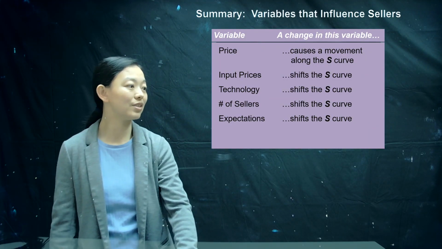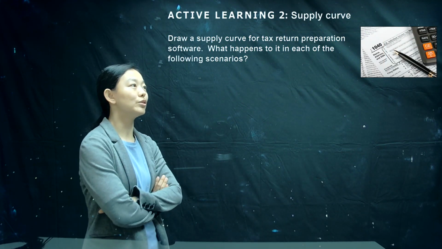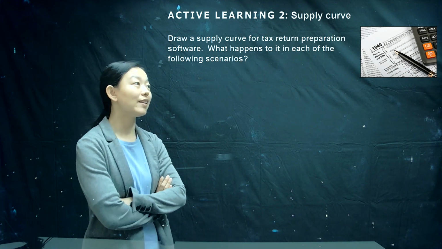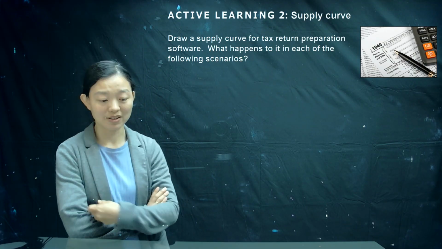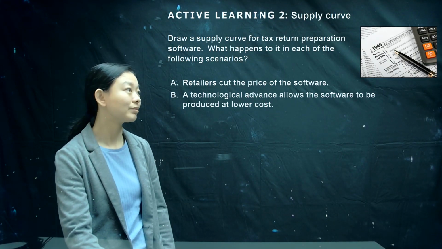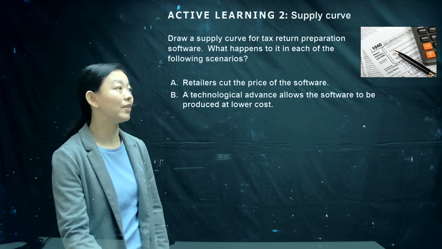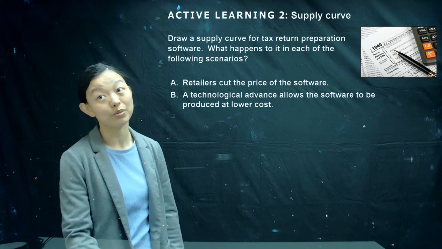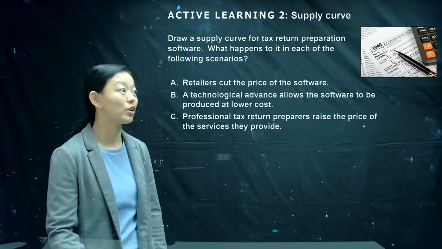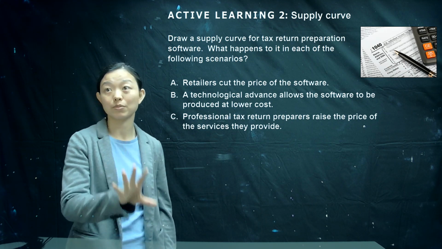Okay, so let's look at one example. This example asks you to first draw a supply curve of tax return preparation software, maybe TurboTax, and then determine what happens in each of the following scenarios. The first one, retailers cut the price of the software. Second, a technological advance allows the software to be produced at lower cost. And for the last scenario, professional tax return preppers increase the price of the services they offer. So which of these scenarios will change the supply curve?